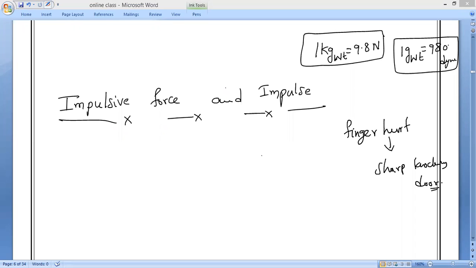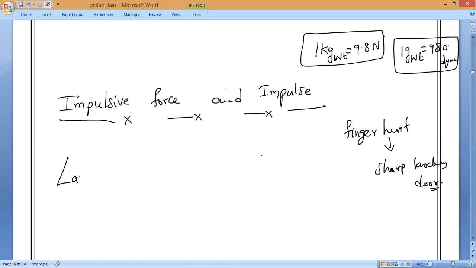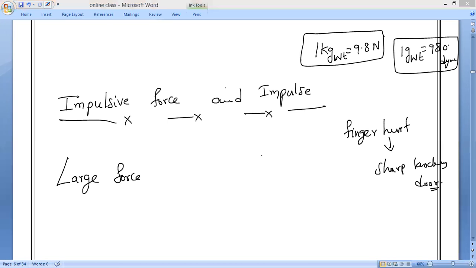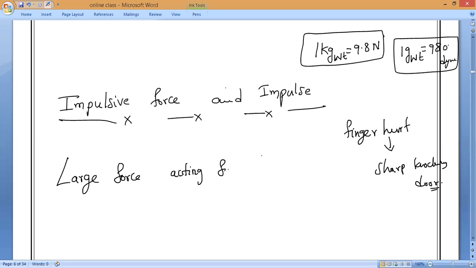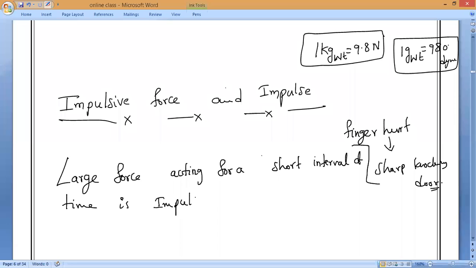Understand? The force acting for a short interval of time is called what, guys? Please respond. Impulsive force. Okay, right. Large force acting for a short interval of time. A large force acting for a short interval of time is called what, guys? Impulsive force. Are you clear?